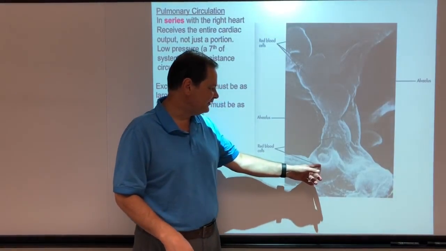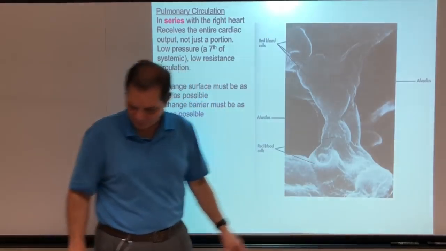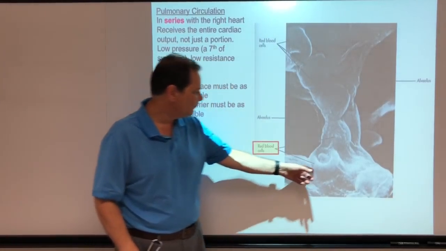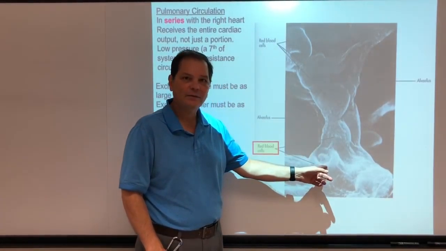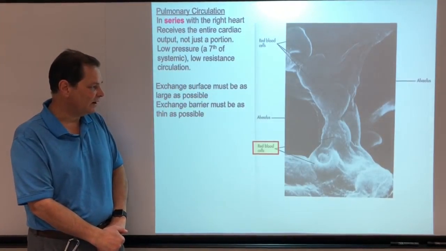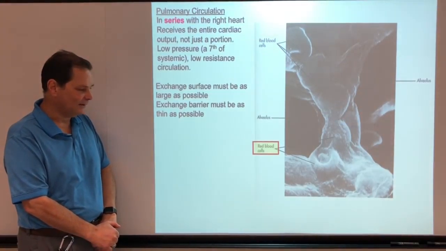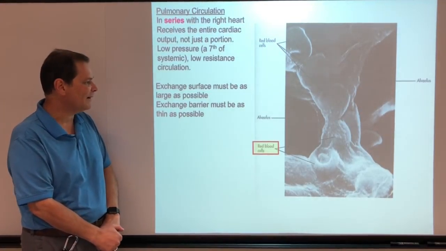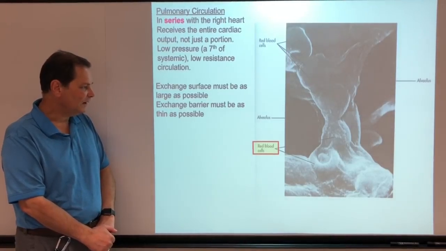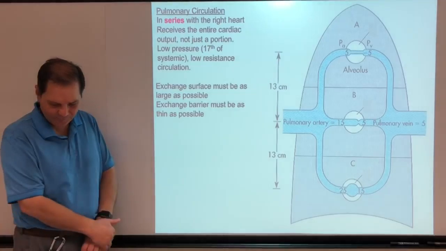Notice that the exchange surface is so thin, you can actually see the outline of a red blood cell here through the capillary wall. That's how thin the wall is, in order to maximize the rate at which you can pick up oxygen. We'll talk a lot more about that in the pulmonary lessons in the vital gases course.